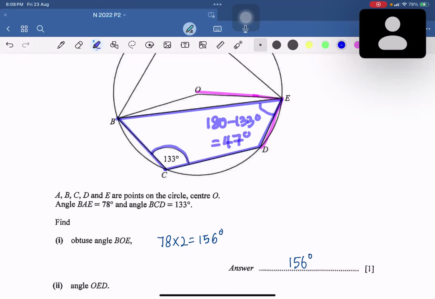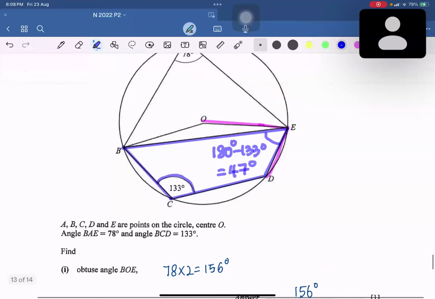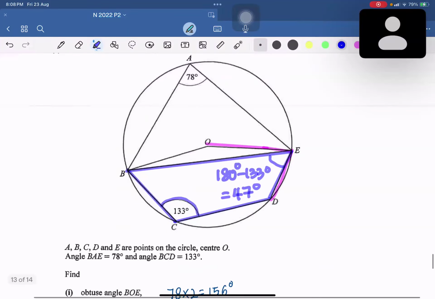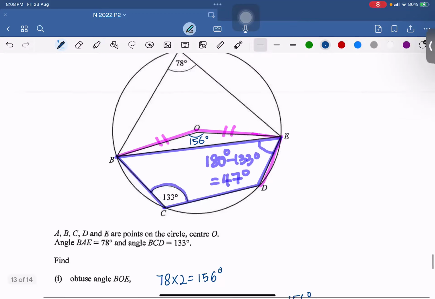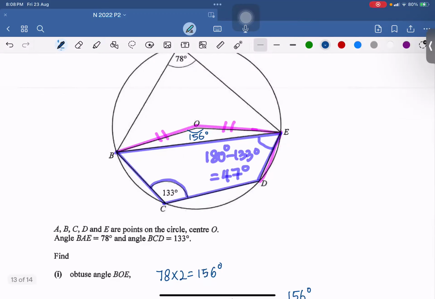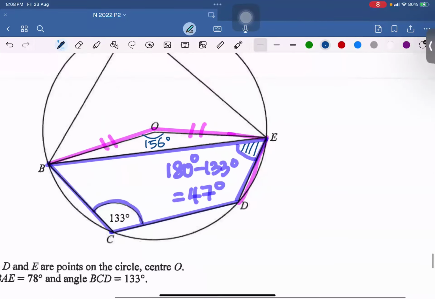What else did I observe? I know my previous angle over here is 156, and I also highlighted this is an isosceles triangle. So if this angle is 156, what angle do I need to look for? I know this part, 147, already. I want the whole of OED. So which angle do I need to find?